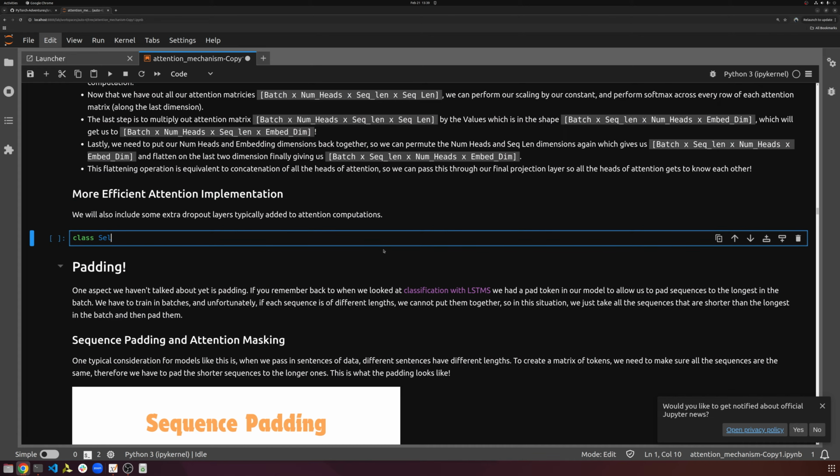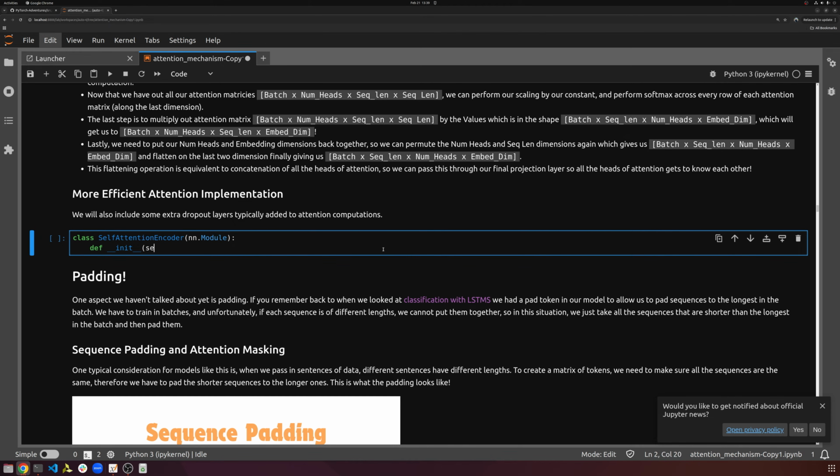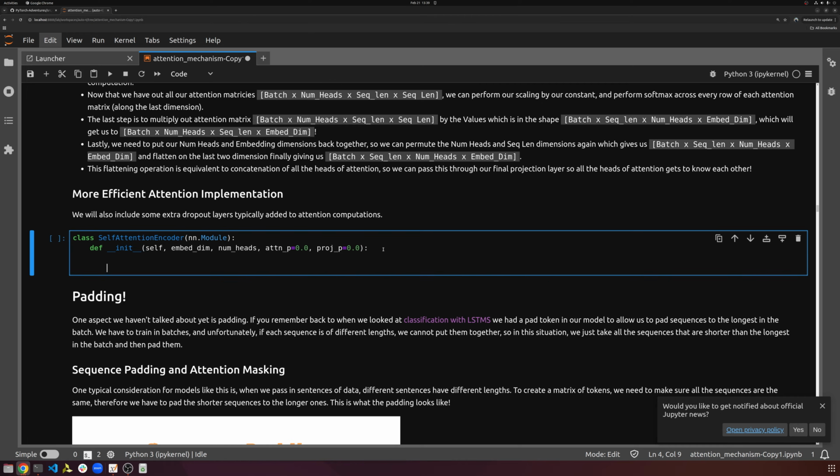So we're going to do a self-attention encoder, nn.Module, def __init__, self, and just like before, we need an embed dim and a num heads. We're also going to throw in some other stuff we didn't have before, to make it more like an attention mechanism you're likely to see online: attn_p and proj_p. We'll talk about what these are in a bit, but these are just dropout. We've talked about dropout. It's to help with overfitting. So we have that here.